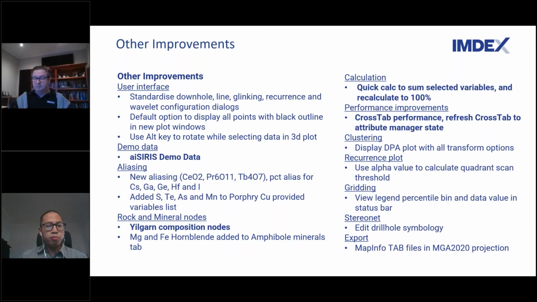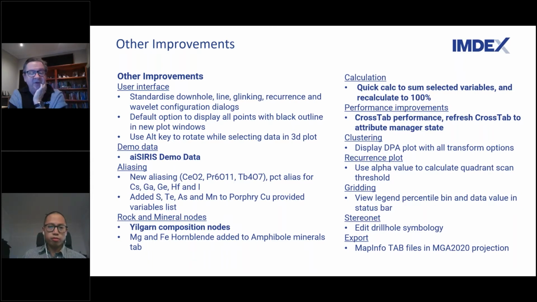And then we provide composition nodes based on ioGAS and rock compositions. We also improved performance in crosstab in ioGAS. And we also have a quick calc for some selected alias variables, and we allow people to recalculate that to 100%. Anything else you want to finish off with before we look at the video?